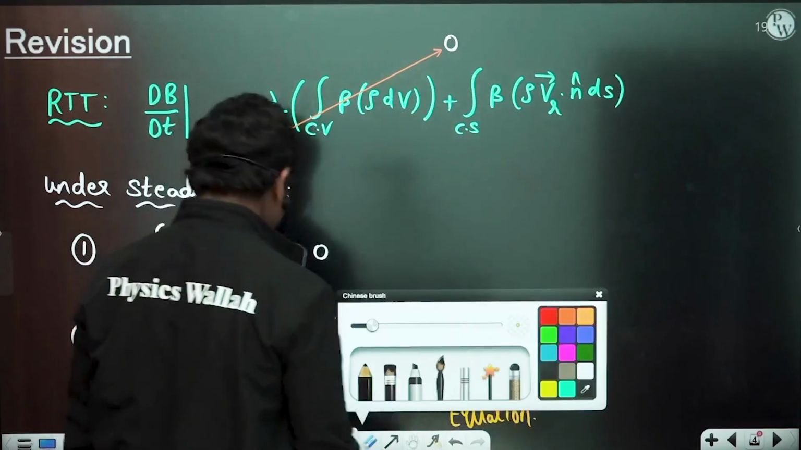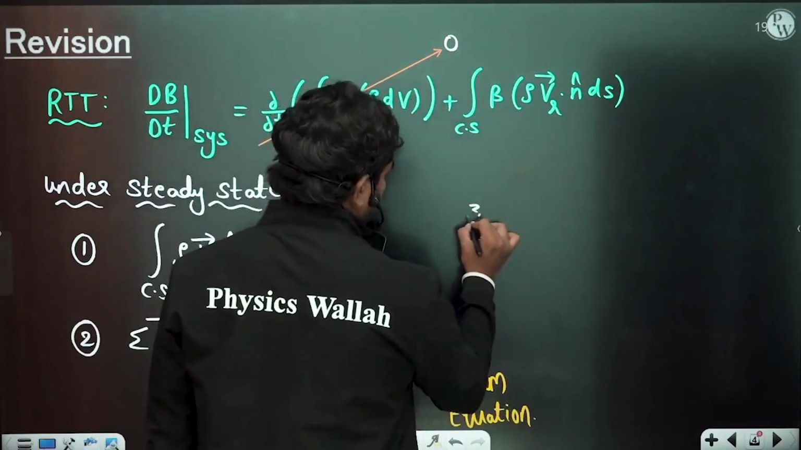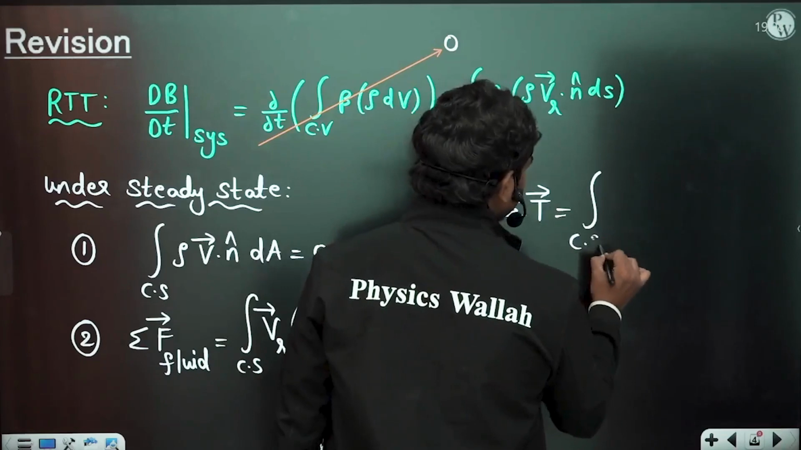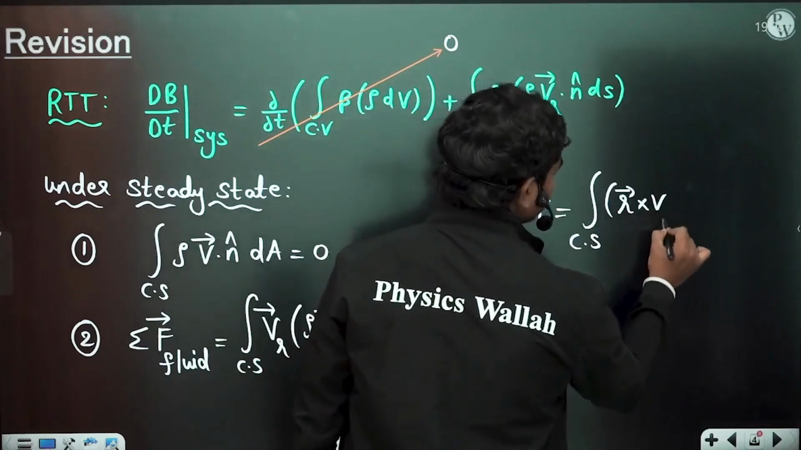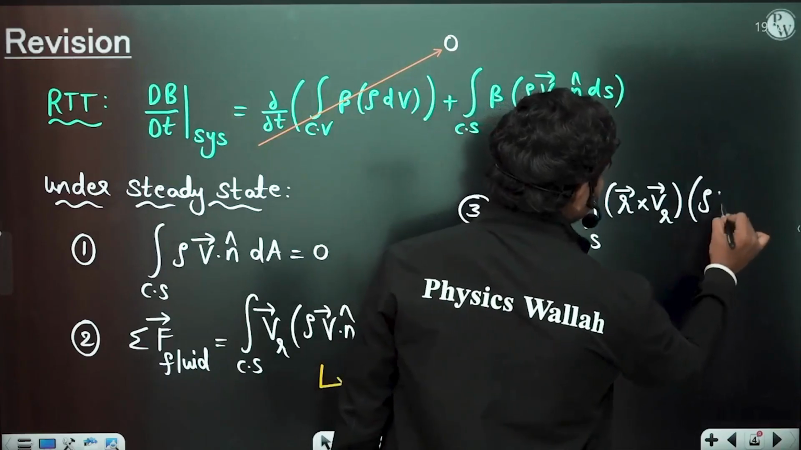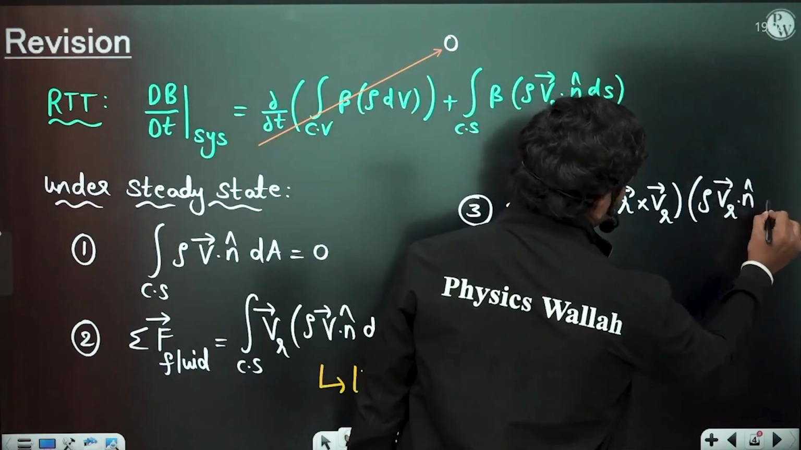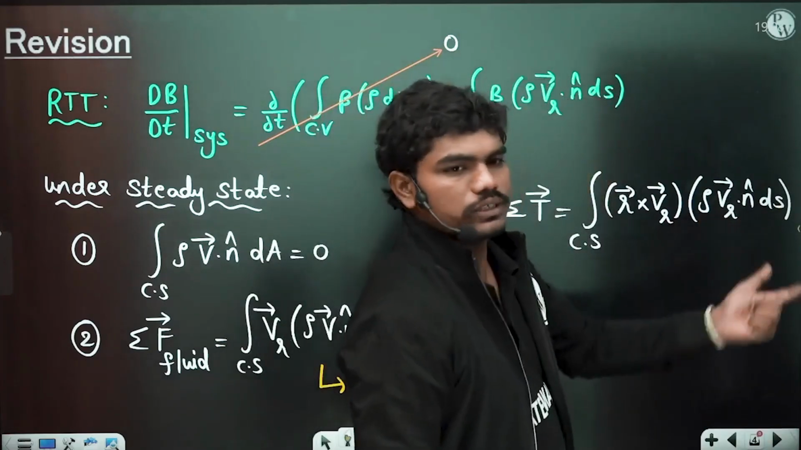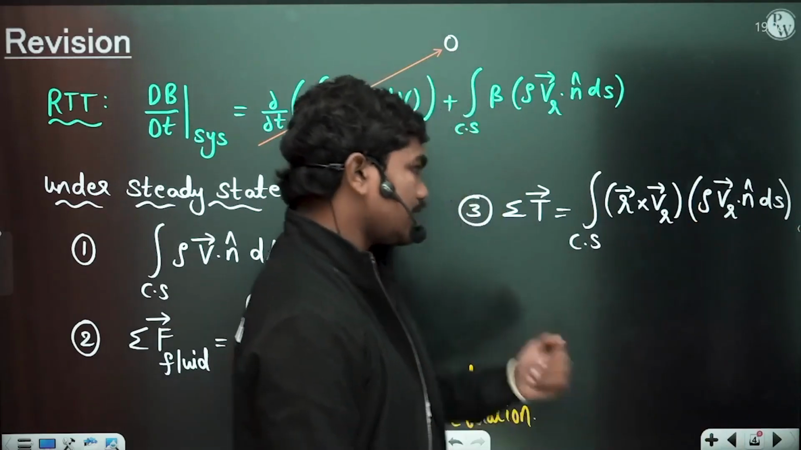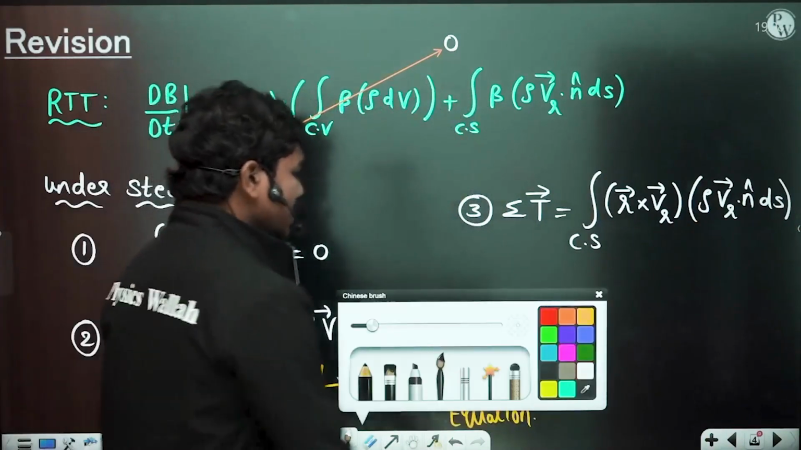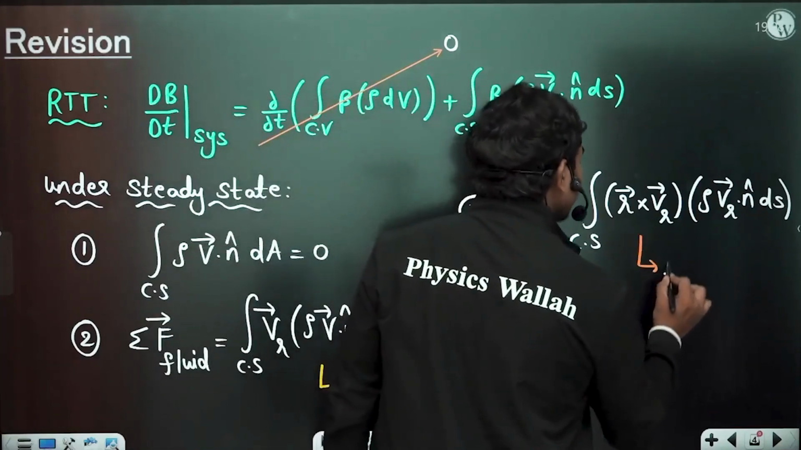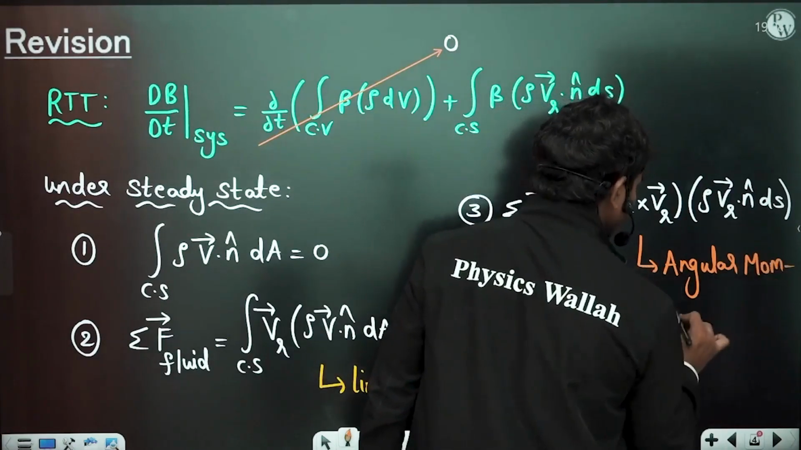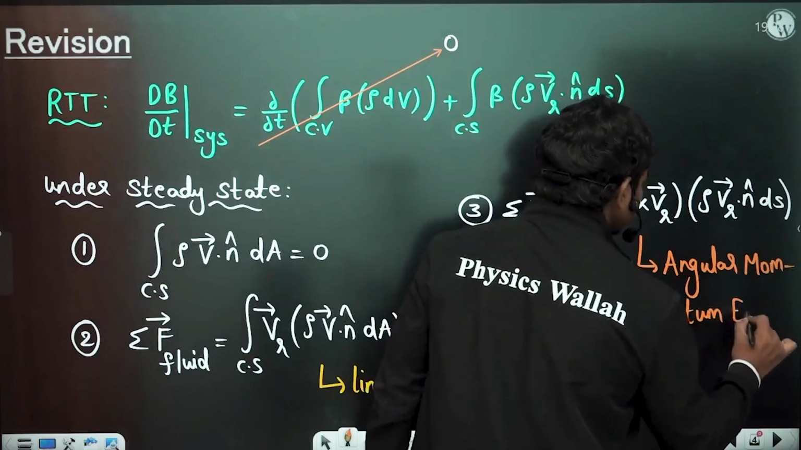Now in the third case, we have seen the net torque acting on the fluid is equal to the integral over the control surface of r cross v relative times rho v relative dot n cap dA. This is the effective mass of fluid that actually flows through the control volume. These are the three equations, and this last one is the angular momentum equation.